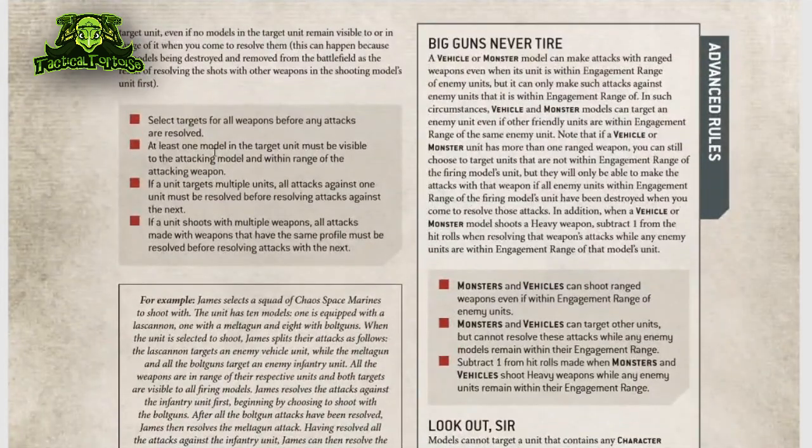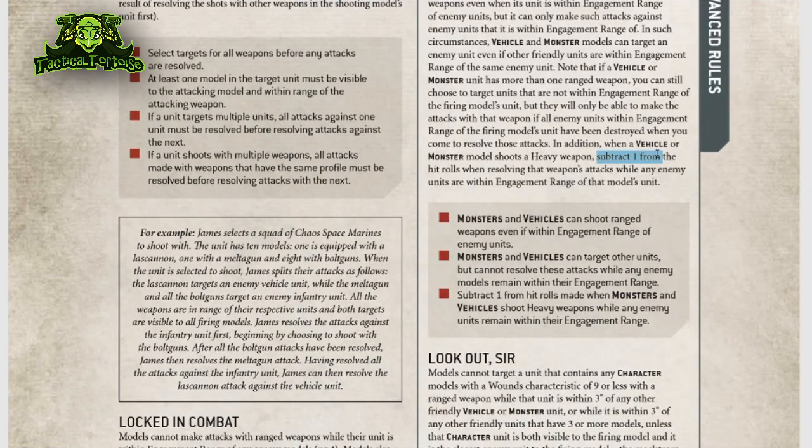Obviously, the big guns never tire is a brand new rule. I won't talk about that too much, but it does allow you to fire while you're in melee if you're a vehicle or monster. If you have a heavy weapon, you subtract 1 from the hit rolls, and in addition, you can't shoot blast weapons while they're in melee.